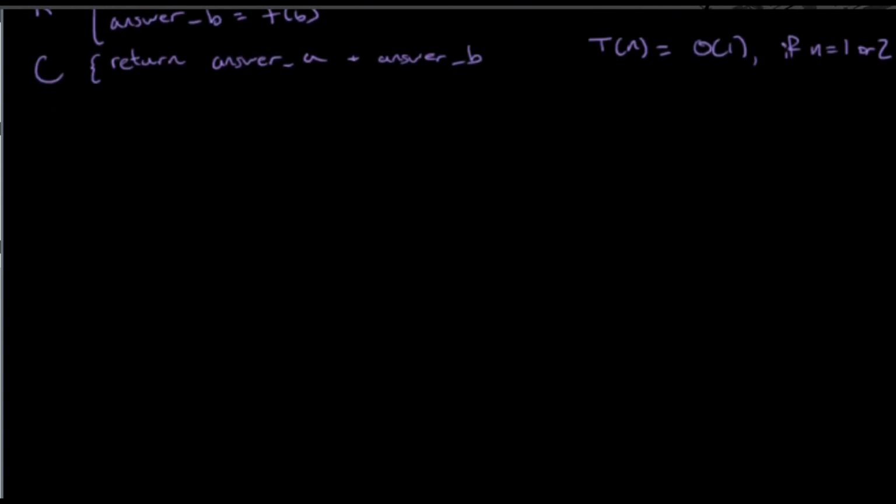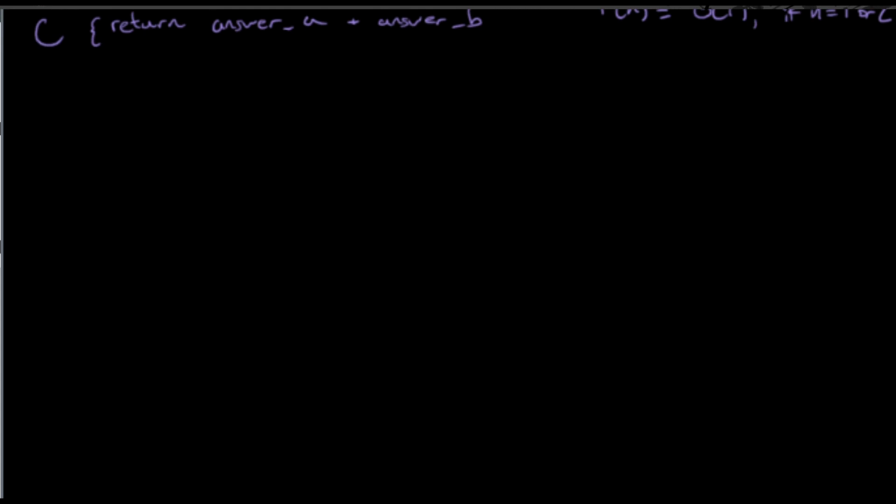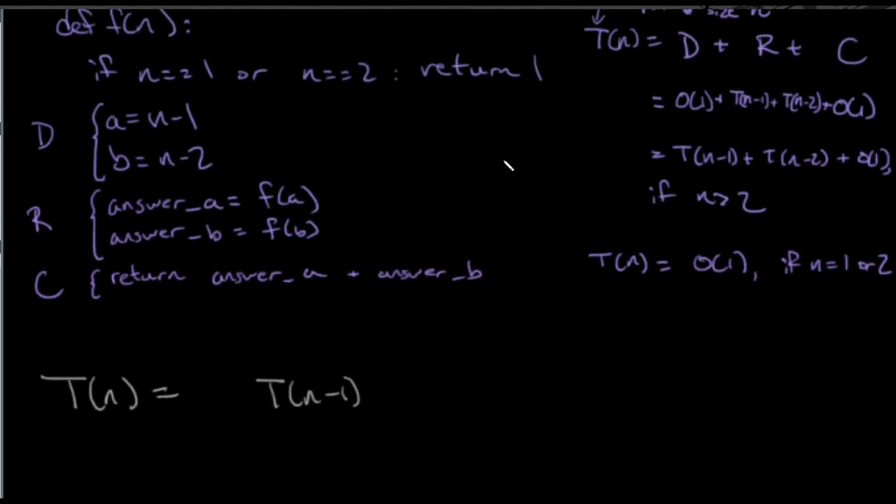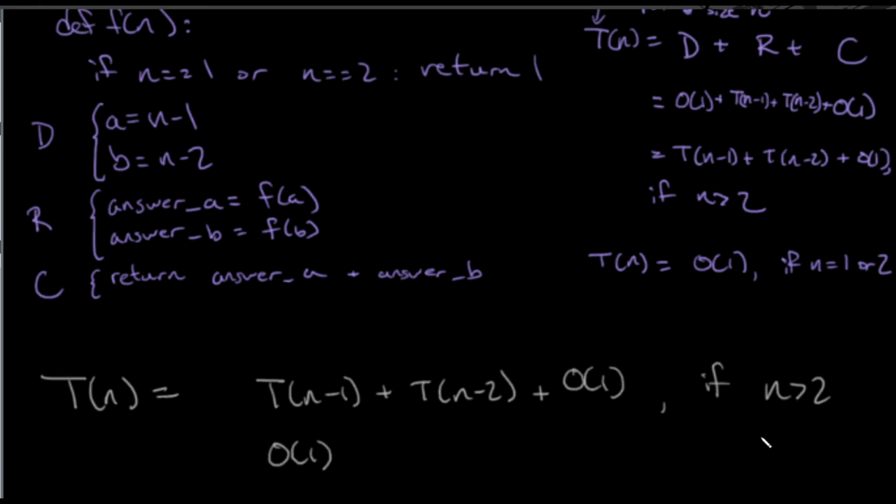So putting that all together, T of n equals T of n minus 1 plus T of n minus 2 plus O of 1 if n is greater than 2, and it equals O of 1 if n equals 1 or 2. So that right there is our recurrence relation.